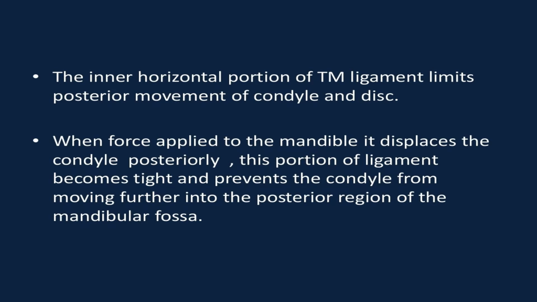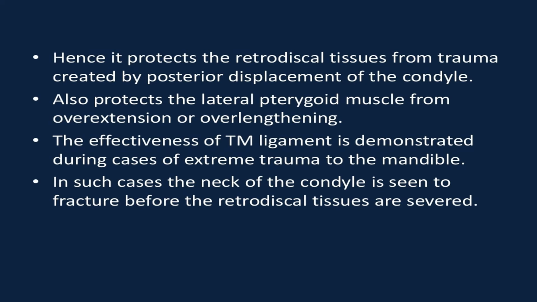When force is applied to the mandible, it displaces the condyle posteriorly. This portion of the ligament becomes tight and prevents the condyle from moving further into the posterior region of the mandibular fossa. Hence it protects the retrodiscal tissues from trauma created by posterior displacement of the condyle. Also, it protects the lateral pterygoid muscle from overextension or overlengthening. The effectiveness of the TM ligament is demonstrated during cases of extreme trauma to the mandible. In such cases the neck of the condyle is seen to fracture before the retrodiscal tissues are severed.